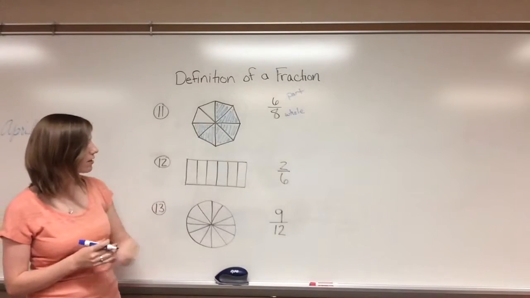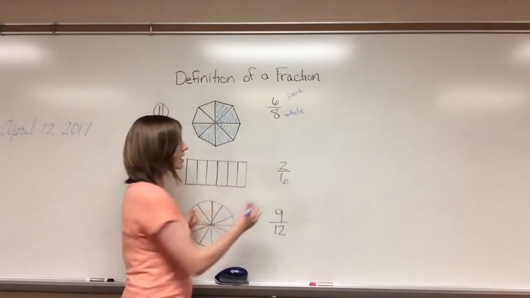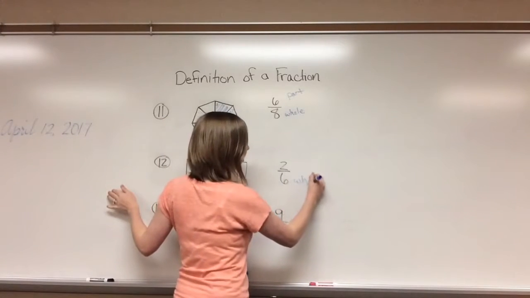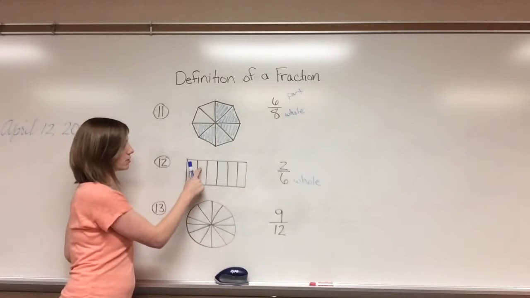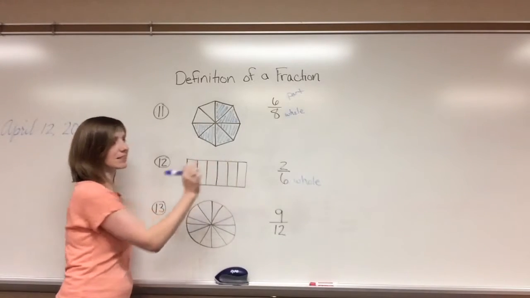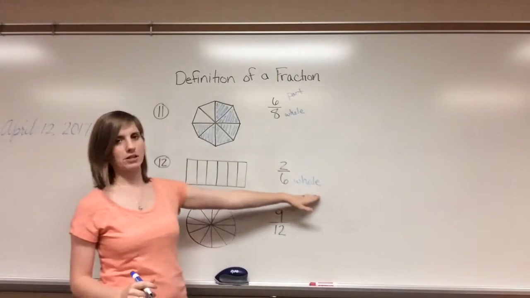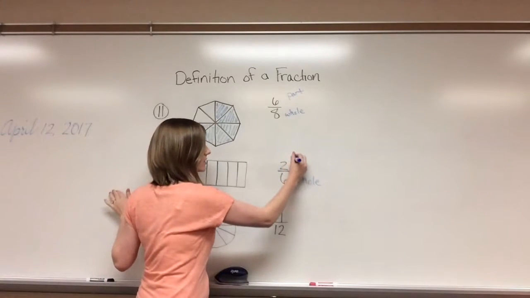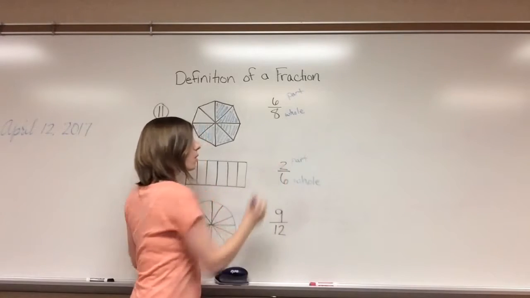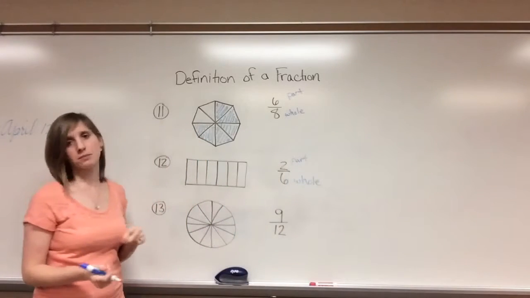Let's look at number 12. Our fraction is 2/6. So they're telling me already that the whole amount is 6, which if I look at my picture, there are 1, 2, 3, 4, 5, 6 pieces to make the whole picture. Now, 2 out of 6 means that our part is 2, so I should only shade in 2 of the 6 pieces.